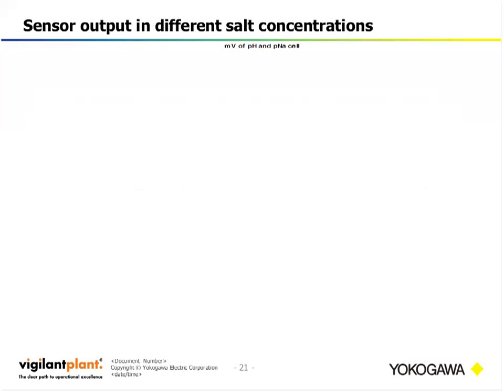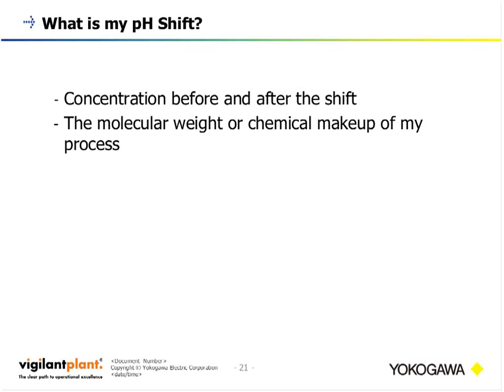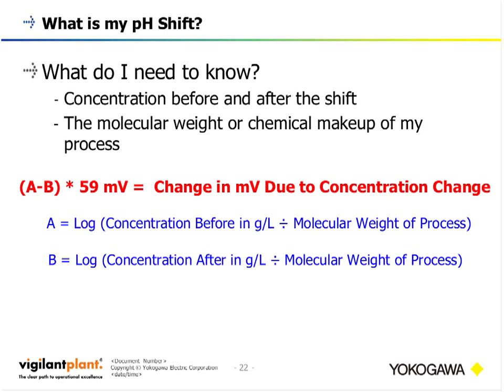So if you want to know what the actual pH shift is that you can expect to see for your process, it can actually be calculated. To do this, you have to know the concentration before and after the shift, as well as the chemical makeup of the process. So the millivolt change is calculated in the following equation shown here. You take basically the log of the concentration before minus the log of the concentration after, multiply this by the known 58 millivolts per step change, and this will give you the millivolt change due to simply a concentration shift.